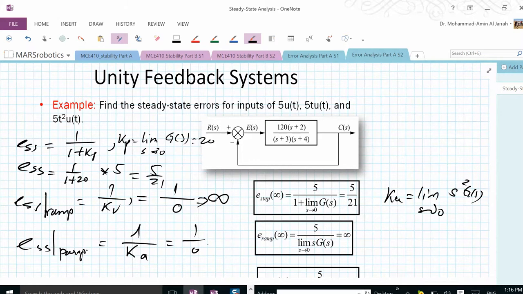For any system, if the steady state error to a step input is constant, then the steady state error to a ramp input will be infinity, and to a parabolic input will be infinity too. If the steady state error to a step input is 0, the steady state error to a ramp will be constant, and to the parabolic input will be infinity. This is how we can tell the steady state performance of the system using the open loop system.